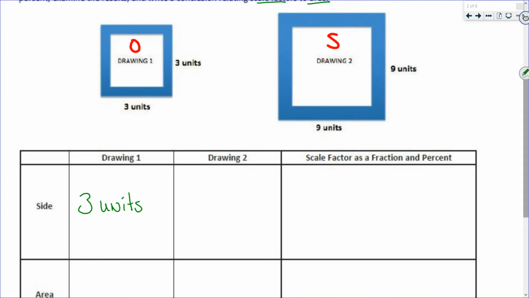So what's the side length of drawing 2? 9 units. I'm so proud of you. Y'all are making me so happy. Yes, include you, Coriana and Takata. Y'all made me so proud. See, I got a big giant smile on my face.